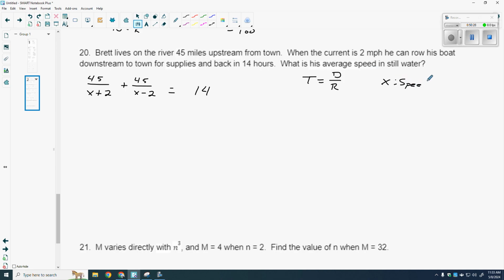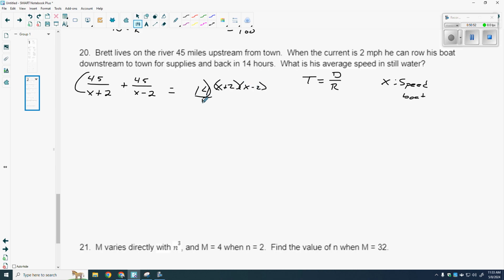Okay, I'm going to not write all that, just write speed of boat. But I mean in the calm water. Solve. Multiply both sides by the common denominator in order to clear my fractions. My common denominator must contain the denominators of each of the fractions. So I'm going to multiply both equations by x plus 2 and by x minus 2.